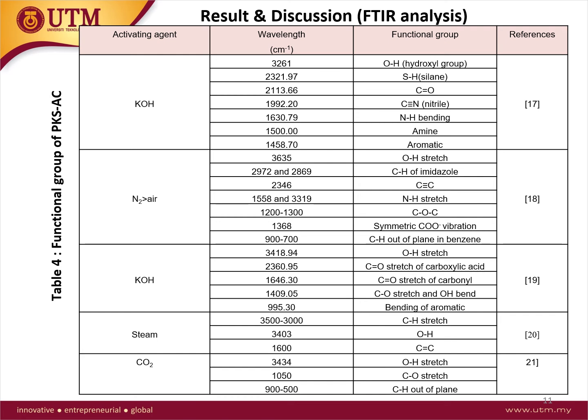Based on both table 3 and 4, chemically activated carbon gives more functional groups than physically activated carbon, except for activated carbon using the activating agent of N2 over air. This process of N2 over air is called two-stage physical activation.